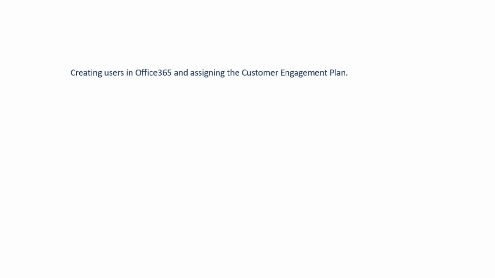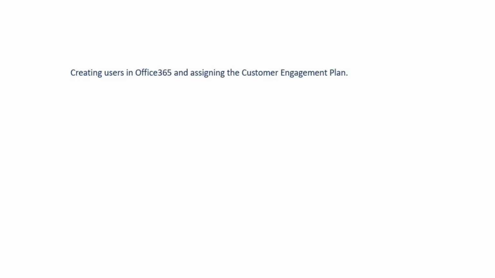Hello folks, in this tutorial we are going to see how to create users in Office 365 and assign a Customer Engagement license so that the user will sync with the Customer Engagement plan. The very first thing, you need to have a global admin role to create a user in Office 365.